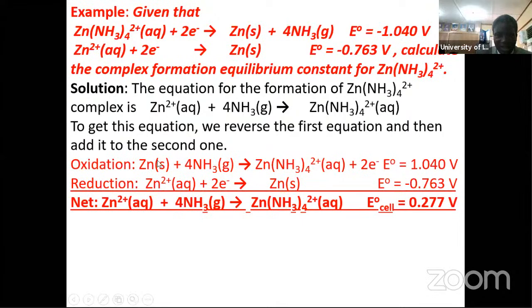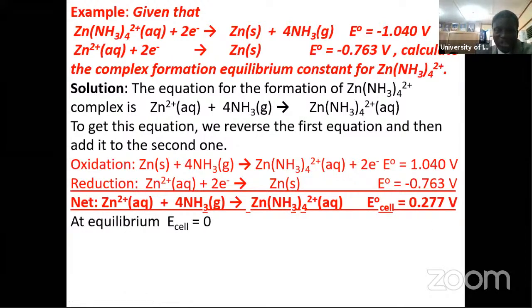If you look at this very well, your zinc here will cancel the one there, so what you have left is zinc 2 plus. You have 4NH3. The 2 electrons here will cancel the 2 electrons there, and you have only this one left. So now your E0 cell is this value, and it's this value that you have to substitute into that equation.